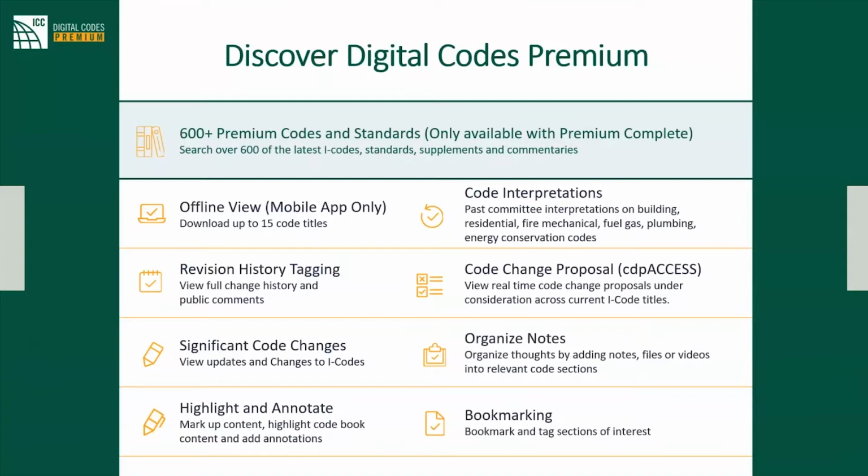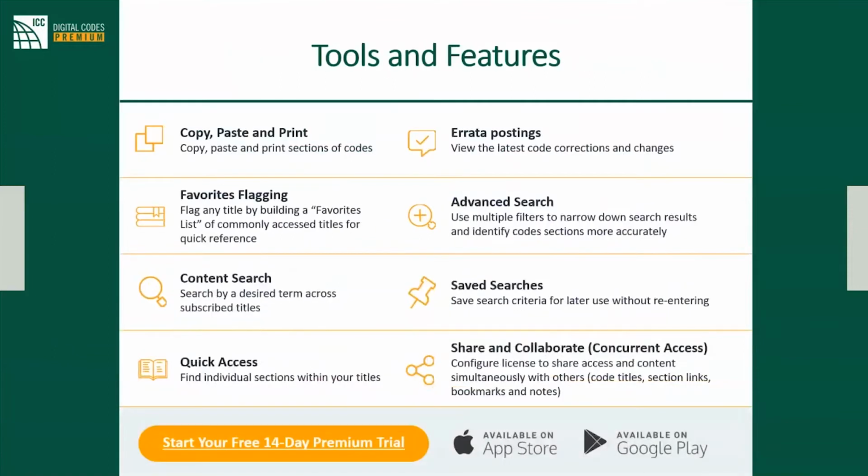We're going into all the different versions of the code history, revision history tagging, even the code change proposal process. And obviously, as you're going through the content, you'll be able to see any significant code changes, be able to highlight, bookmark, organize notes, and share with your team. You'll also have the ability to copy, paste, and print. I know this is a feature that everyone loves to have. You're able to put this content into other documents, emails. You'll have the ability to copy and paste from the platform.